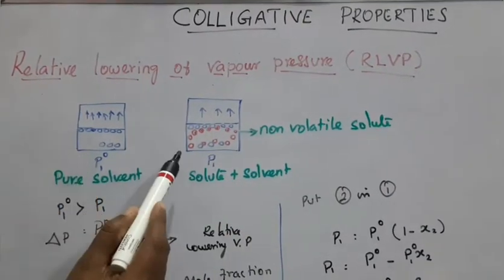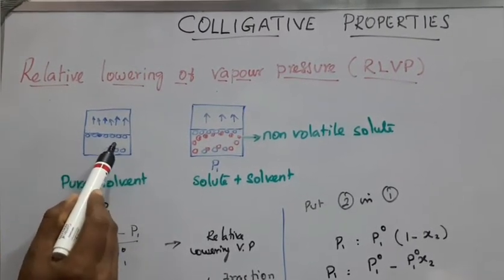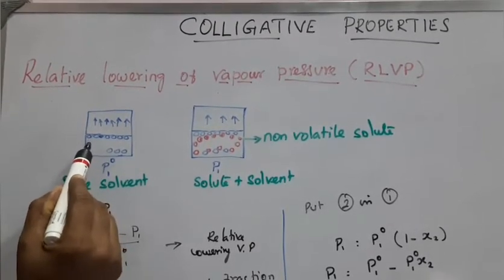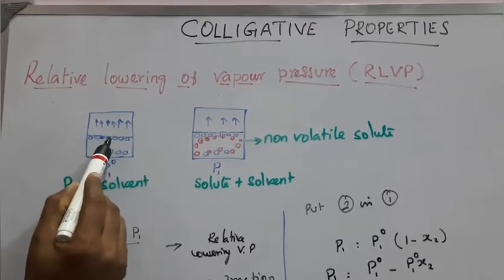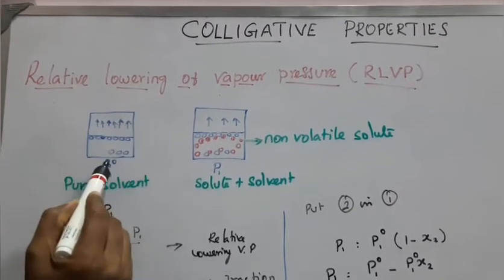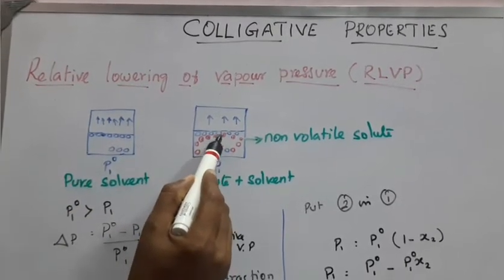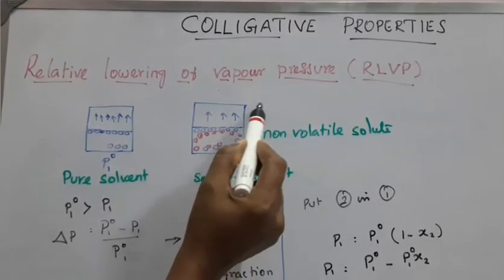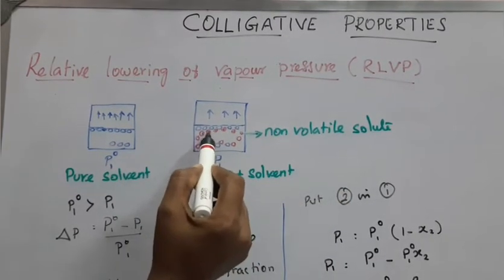Take two containers. In the first container, let me take only the solvent. While we are heating this, the solvent particles present at the liquid surface get evaporated. This is called the vapor pressure of the pure solvent. At the same time, in another container the same solvent is present, and we are going to add a non-volatile solute. Now the solute particles occupy the space.